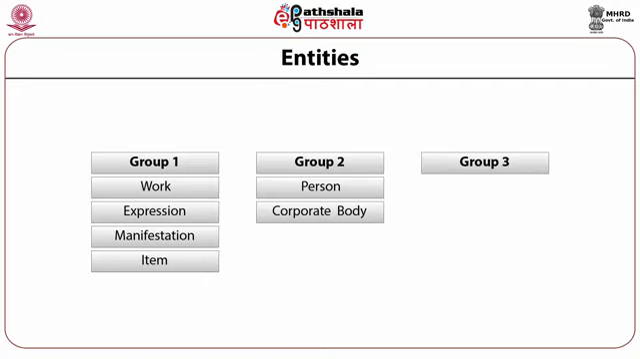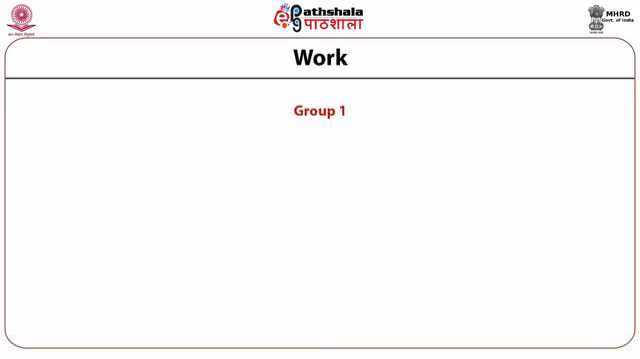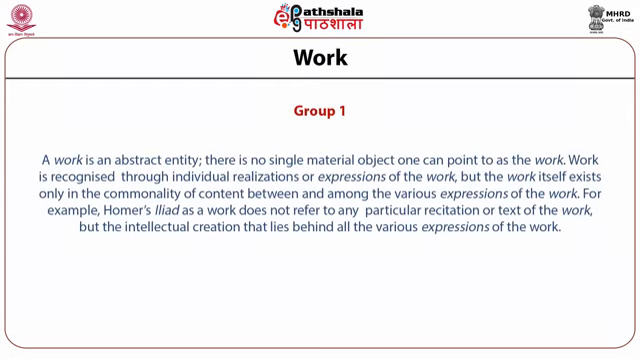Group 3 consists of the entities concept, object, event, place. What do we mean by work? A work is an abstract entity. There is no single material object that one can point to as the work. You cannot say any single material object is a work. So what is a work? A work is recognized through individual realization.